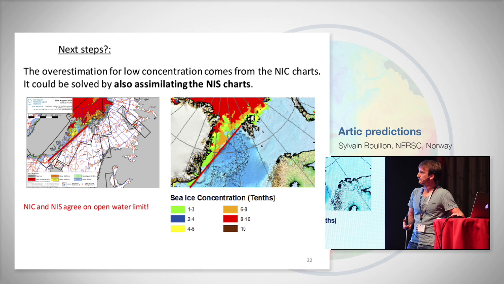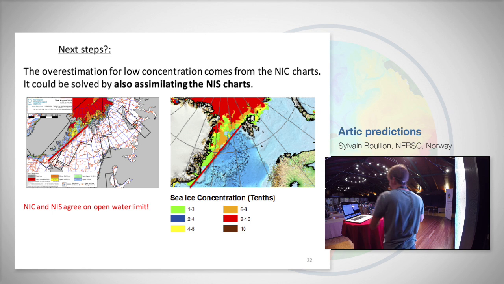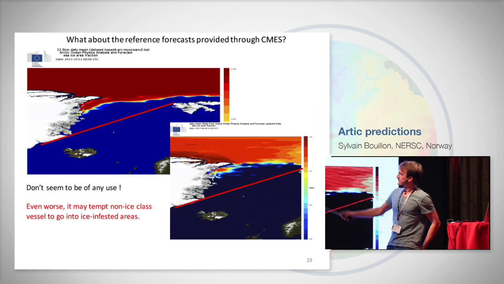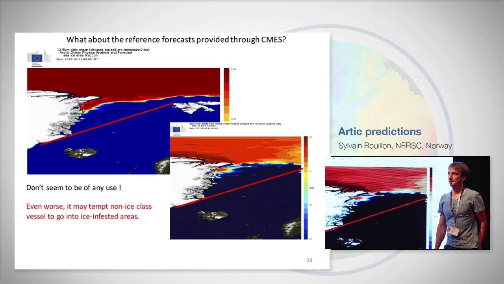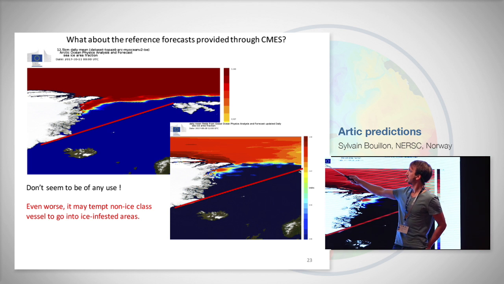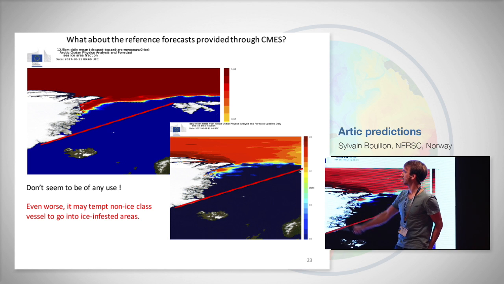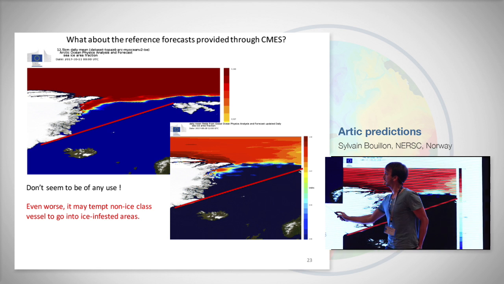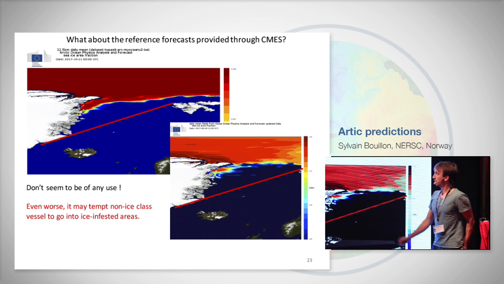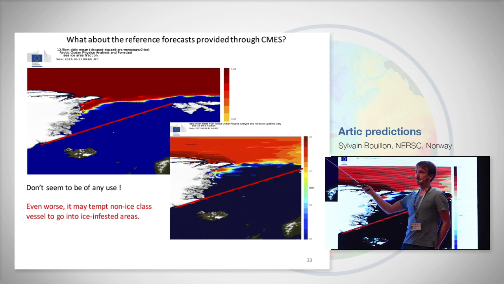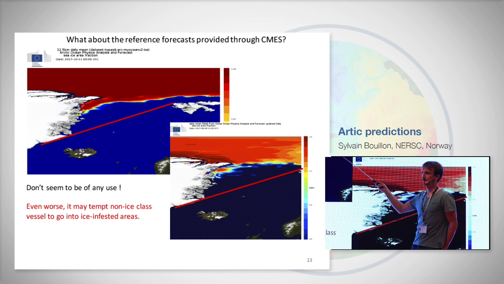So let's be a bit provocative now, and let's look at what was available on the Copernicus marine service system. We had the TOPAZ forecast producing a sea ice concentration map for the same day as the ice chart. In red, it's the open water limit we just defined from the ice chart. And TOPAZ says that actually, no, there is no sea ice over there. You could go there. It's no risk at all.